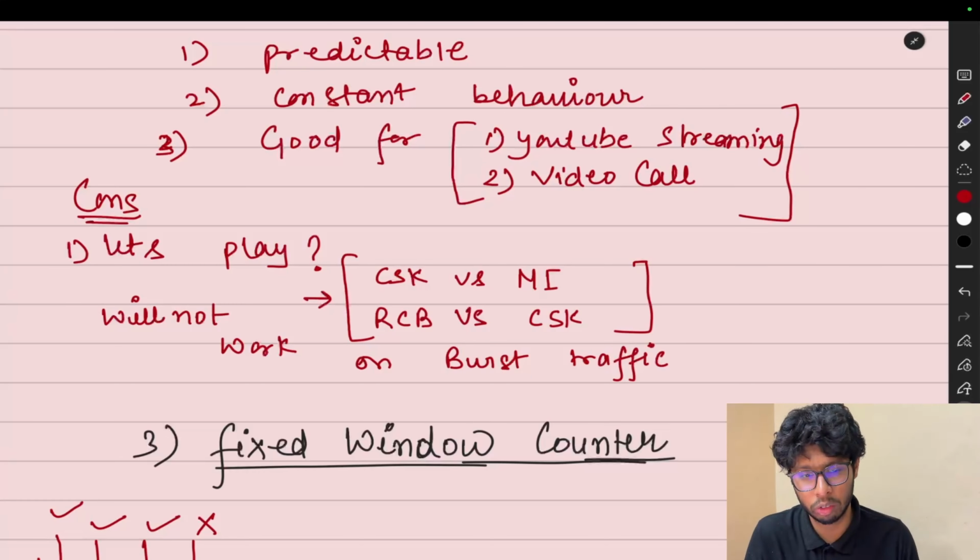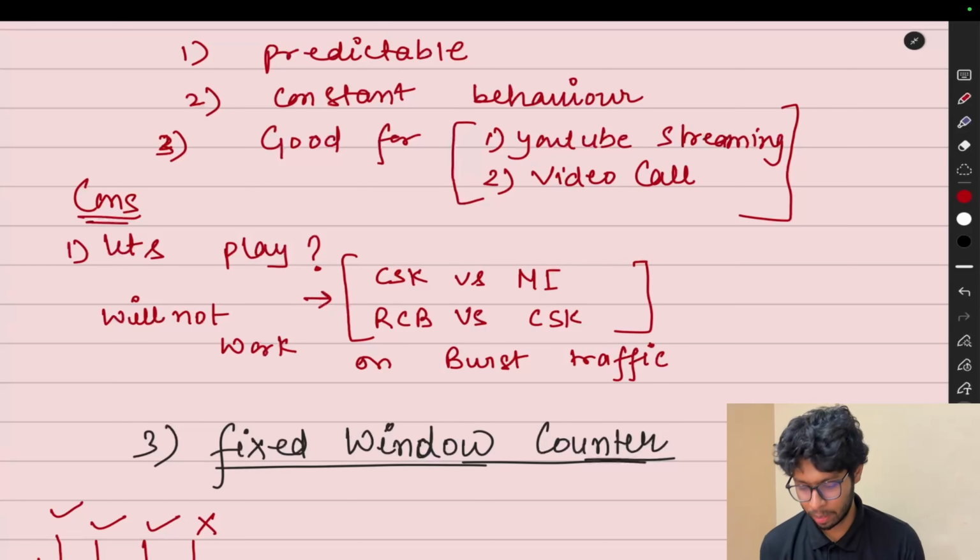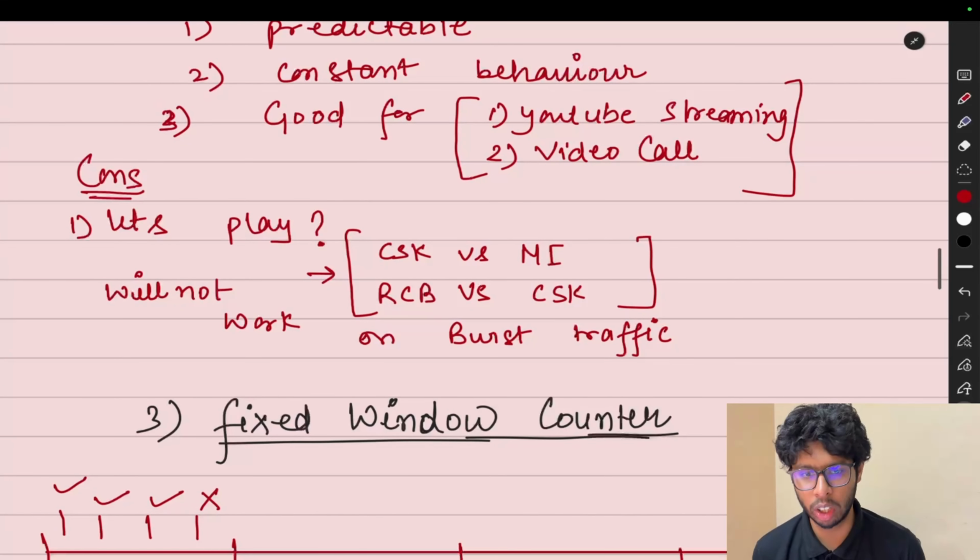This can be a pro of the system. Now let's discuss the cons. Suppose there is an IPL match, CSK versus Mumbai Indians. What will happen in this scenario? Our system will not be able to hold that much traffic, not be able to hold this burst of traffic. So this is how the leaking bucket will fail in this scenario. But it is very useful for constant behavior. If we need that in our system, it's very useful.